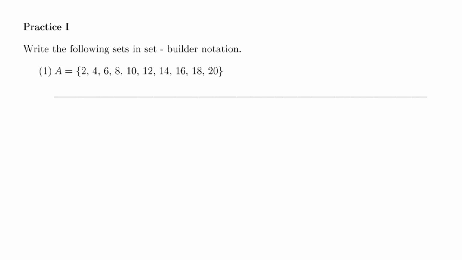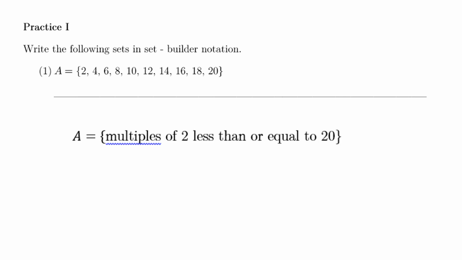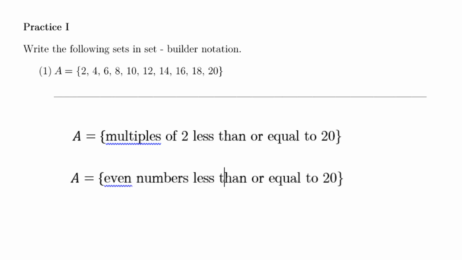So let's have here the numbers 2, 4, 6. The elements are 2, 4, 6 until 20. So we can express this set in set builder notation as multiples of 2 less than or equal to 20. So A is the set of all multiples of 2 less than or equal to 20. Aside from saying these are multiples of 2, we can also say A is the set of all even numbers less than or equal to 20.